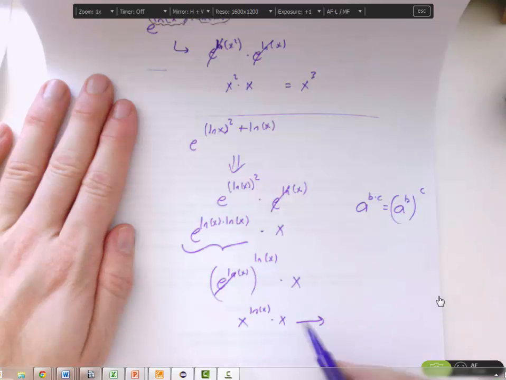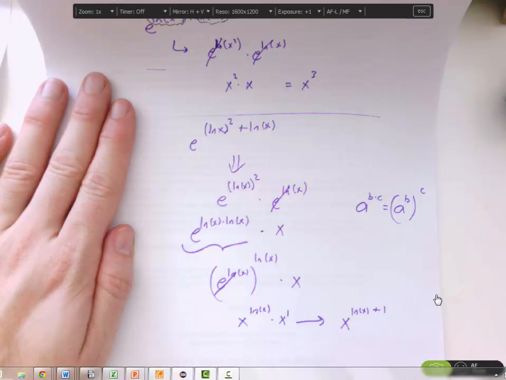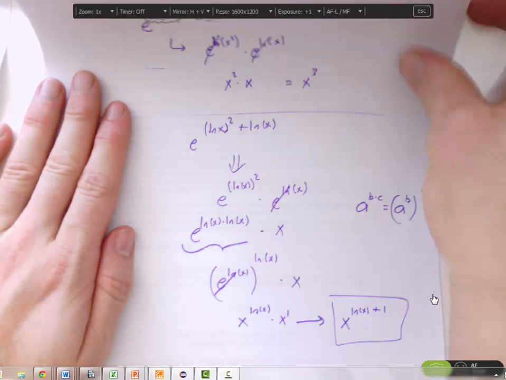If you wanted to, this is the same thing as x to the first power, so I could rewrite it as x to the natural log x plus 1 by applying that same exponent property backwards. Those are the answers. All right, if you want to hear a short explanation about why these two things are inverses, stick around.